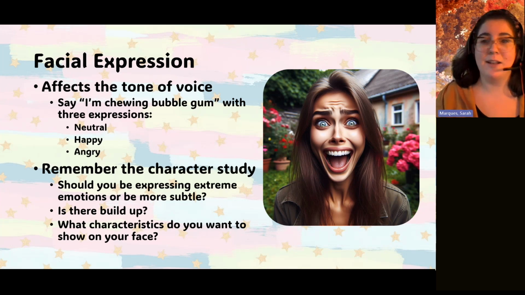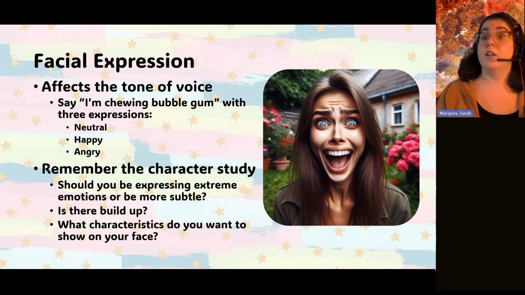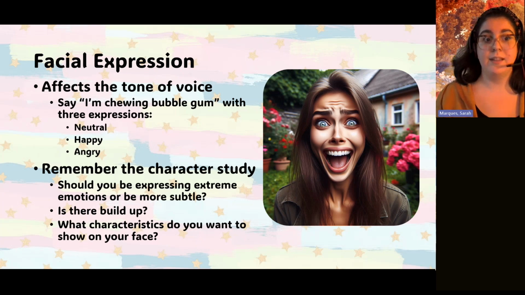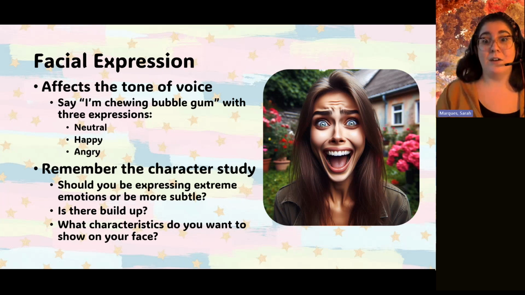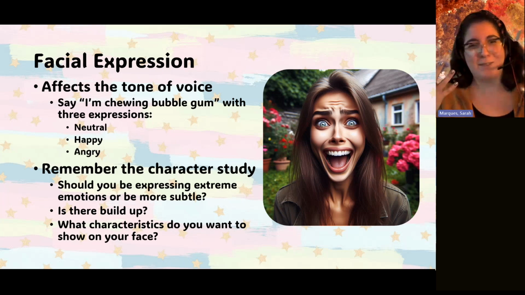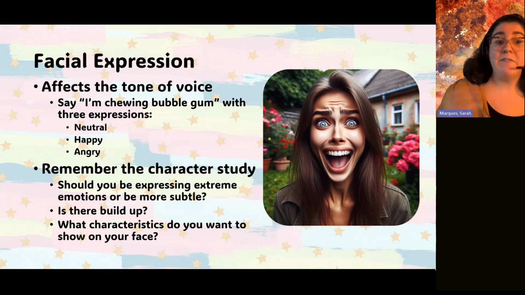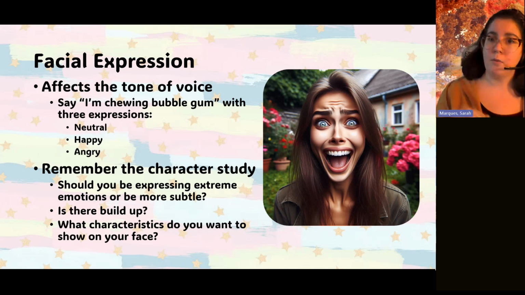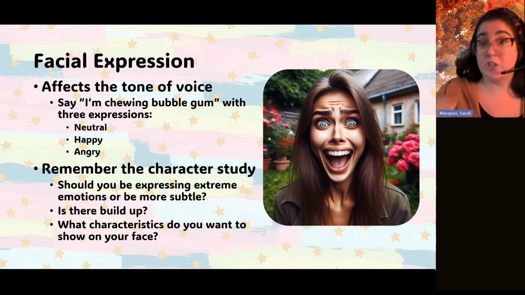So I want you to all experiment, because you're all muted right now, saying, I'm chewing bubblegum in 3 expressions. First, neutral. I'm chewing bubblegum. Happy. I'm chewing bubblegum. Angry. I'm chewing bubblegum. Even psychologically, it makes you kind of add more emotions to it. So don't be afraid to make your face look weird with all different types of expressions. Like one of my hobbies is looking in the mirror and making funny faces. And then remember your character study. Should you be expressing extreme emotions or more subtle? Is there buildup? What characteristics do you want to show on your face?